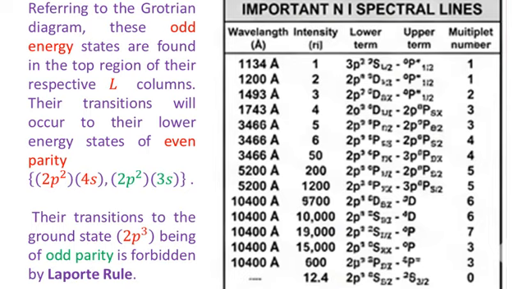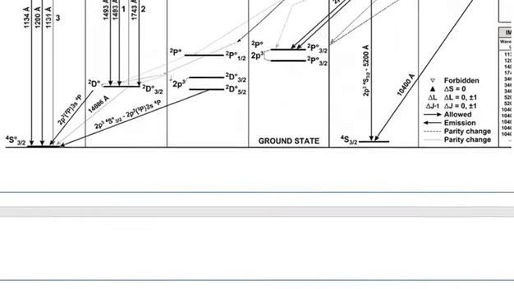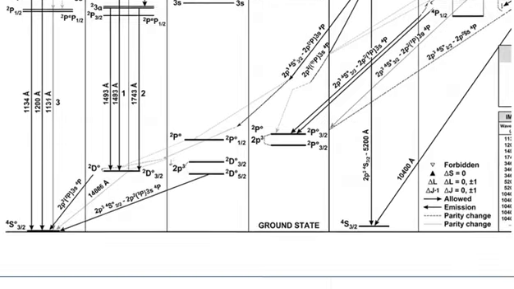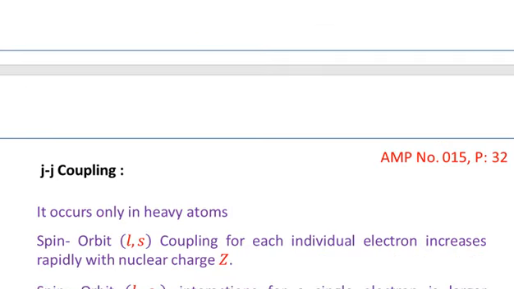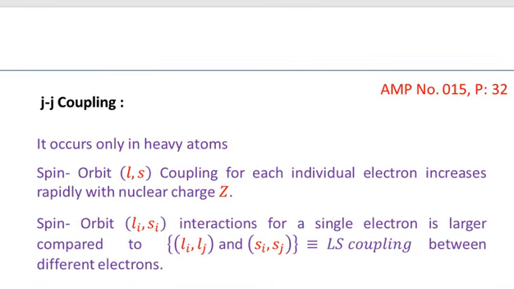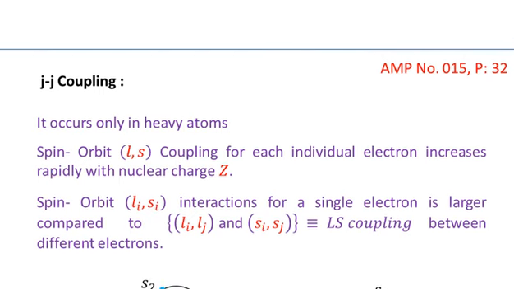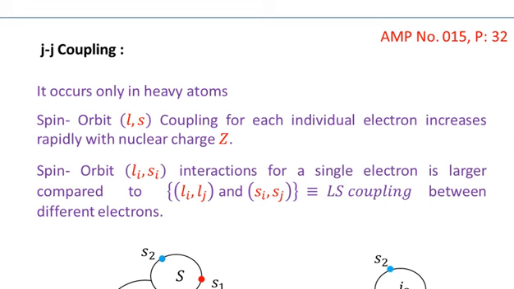So you can consult this diagram by magnifying it, and you can see which of the transitions are allowed and which are weak and which are stronger. Now the next one I am going to discuss is the JJ coupling. This is a new type of coupling, and this is the first time I am going to discuss it. I have discussed LS coupling many times, and in the previous 3 lectures I have completed my discussion on the LS coupling in much greater detail. Now I am going to discuss JJ coupling briefly.